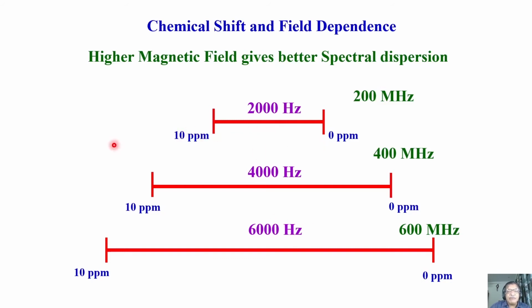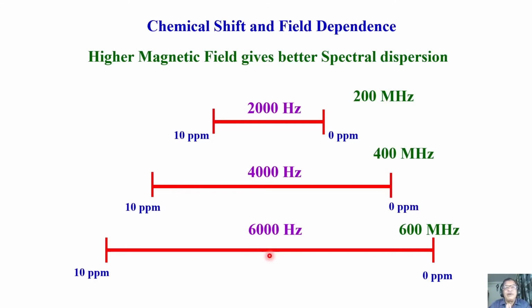But what is happening in the ppm scale? Always I am maintaining the same scale, 0 to 10 ppm, 0 to 10 ppm and 0 to 10 ppm. So in the ppm scale, it is not changing. 0 to 10 always remains. But when I go to higher and higher magnetic field, in the frequency scale, you can see there is a spread in the spectrum. This we call spectral dispersion. The spectrum gets more and more dispersed. More and more dispersed means better advantage for us.